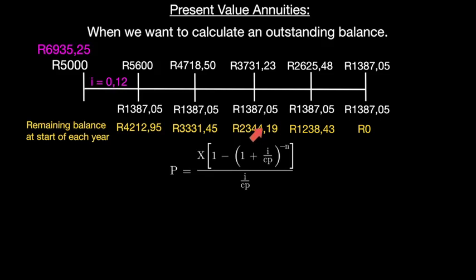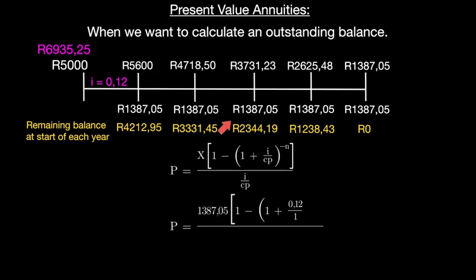So basically, we are just going to write down our present value annuity formula. There we go. We want to calculate P. Now, X in this case is 1,387 Rand and 5 cents. So we're going to put that in because that's our equal payment. 1 minus, 1 plus I, where I is 0,12. The compound periods is 1 because it's compounded yearly. And then how many payments do we still need to make? We still need to make 2.